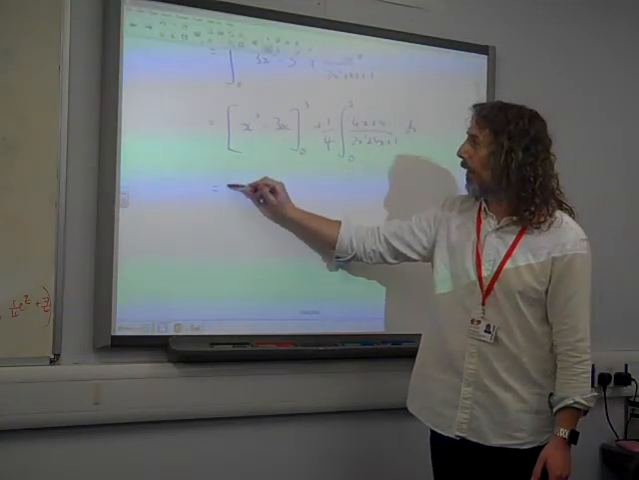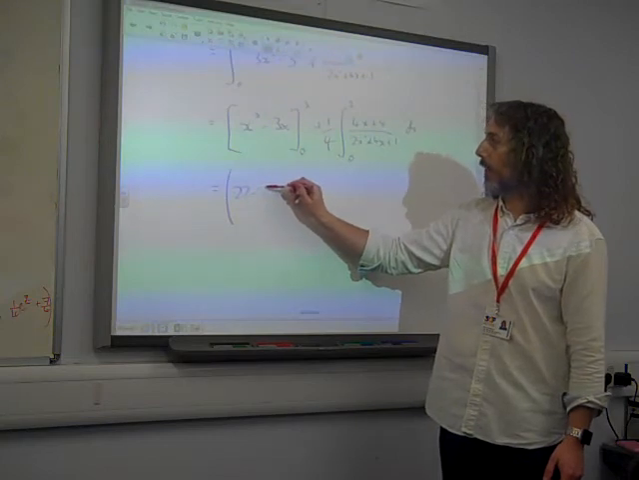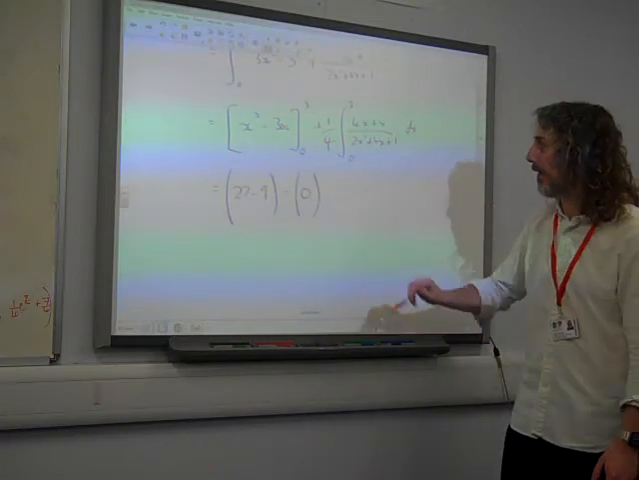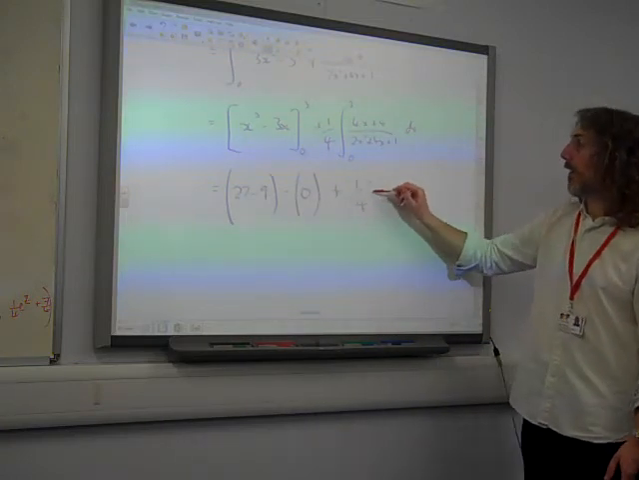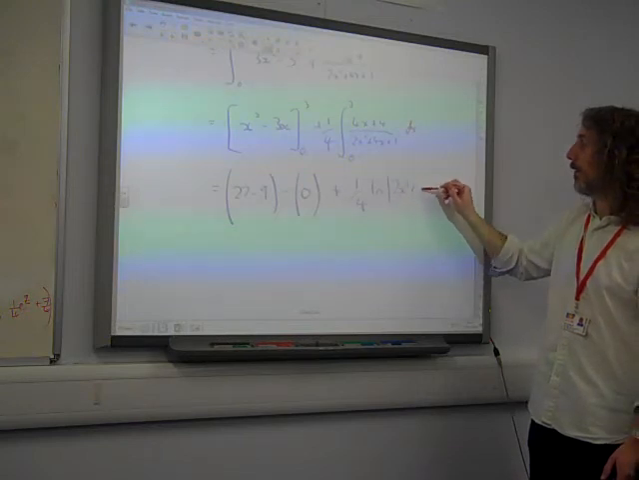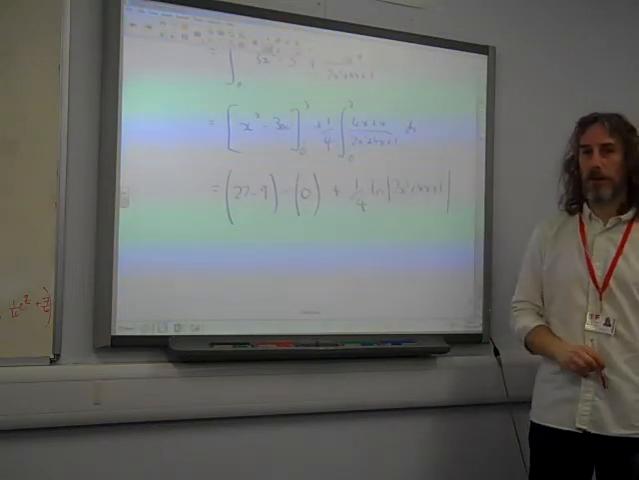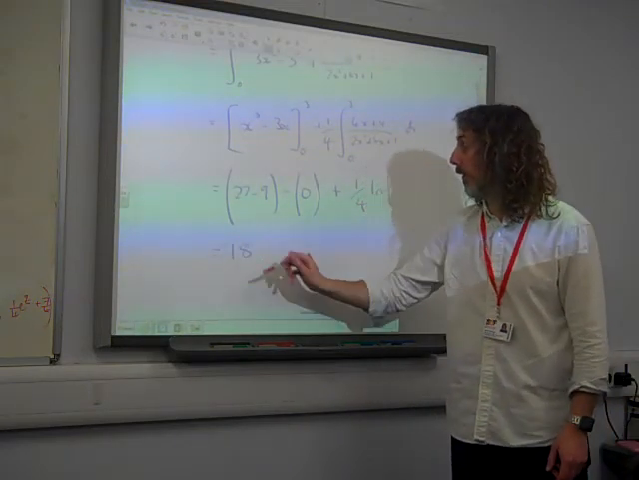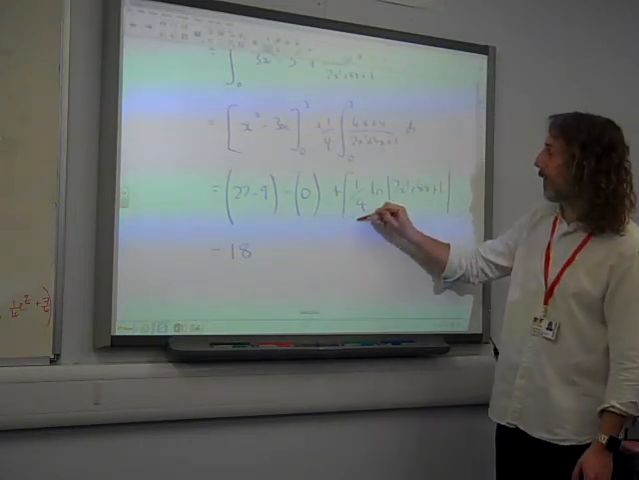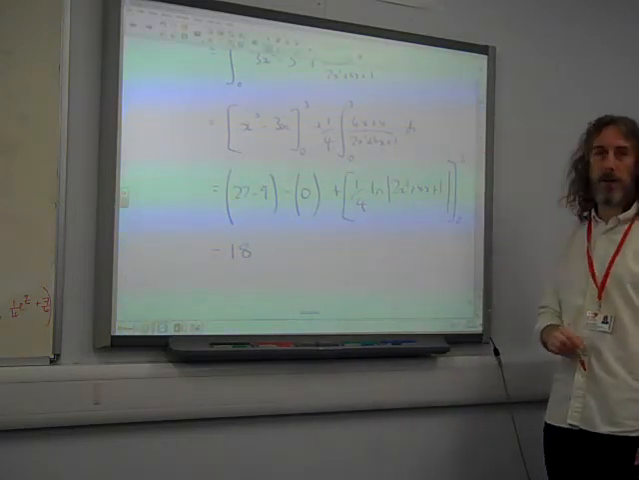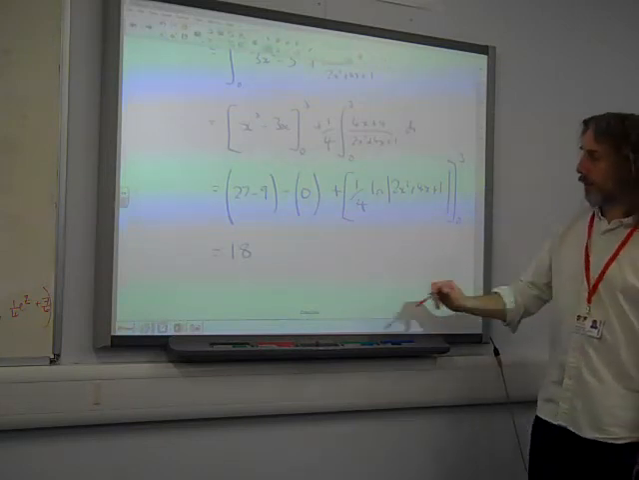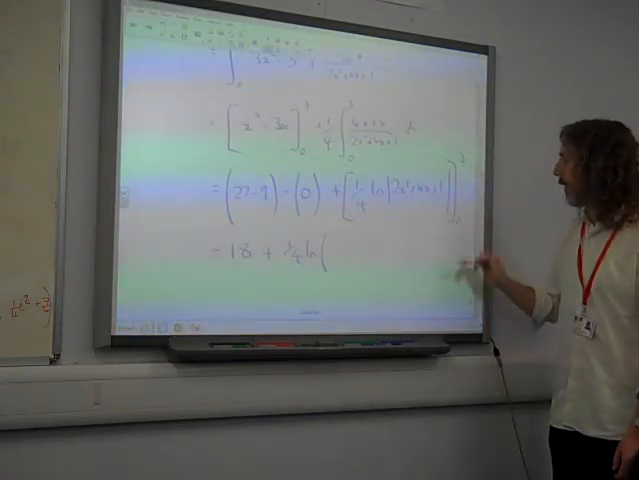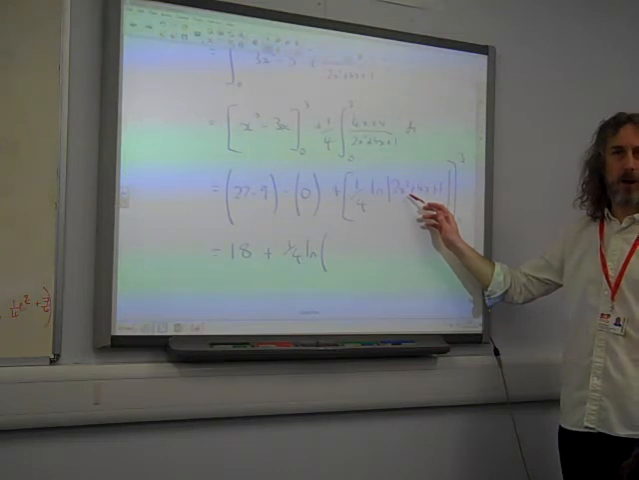If we sub in the 3, that gives us 27 minus 9. If we take away the subbing in 0, we would take away 0. And we've got a quarter times the natural log of 2x squared plus 4x plus 1 from that bit, because the top was the derivative of the bottom. So we have 18 at the start of this. I've neglected the limits in there, but that's between 0 and 3. We're now going to sort out the limits, so that is plus a quarter of the natural log of, what do we get if we sub 3 in?